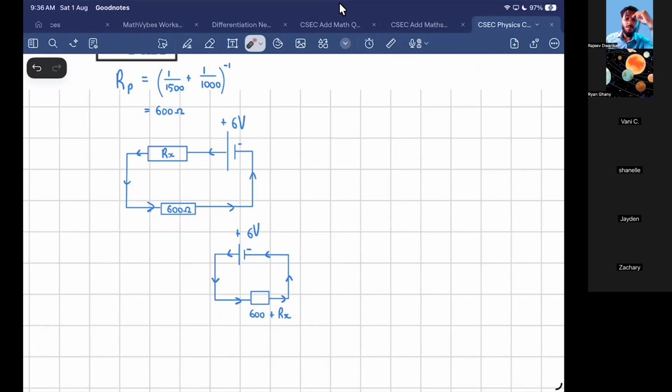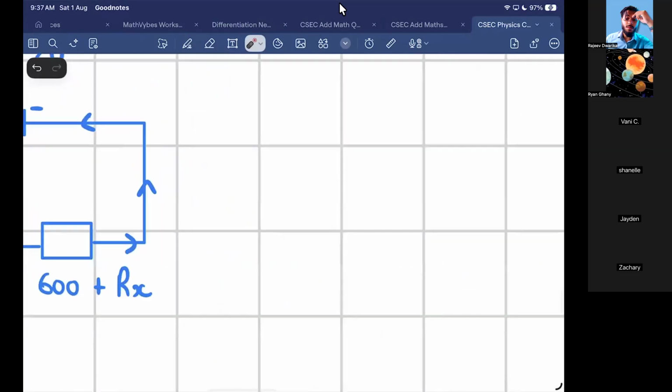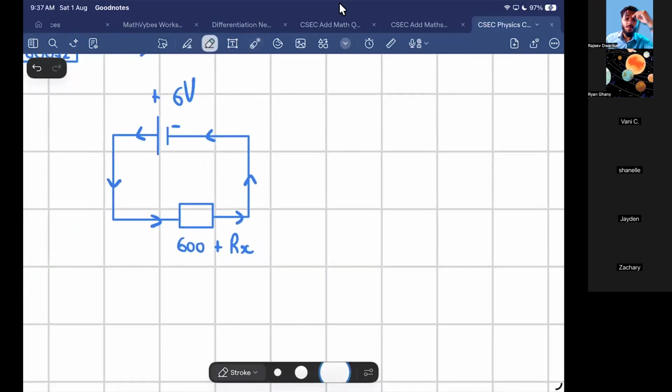Guys? Yes, sir. Zachary, Ryan, you just add, right? Resistors in series, you just add. So I say 600 plus RX. Now, let me just put back the ammeter here. Well, I'll just put the current here. It's 3 milliamps.